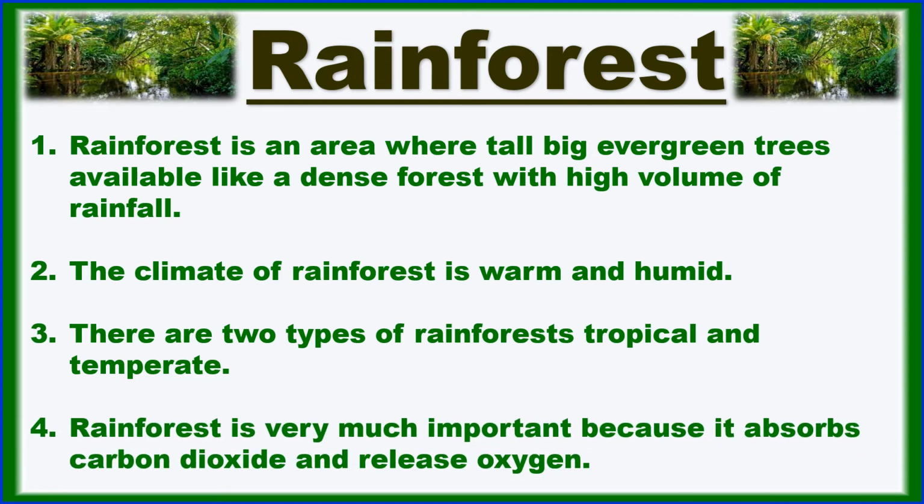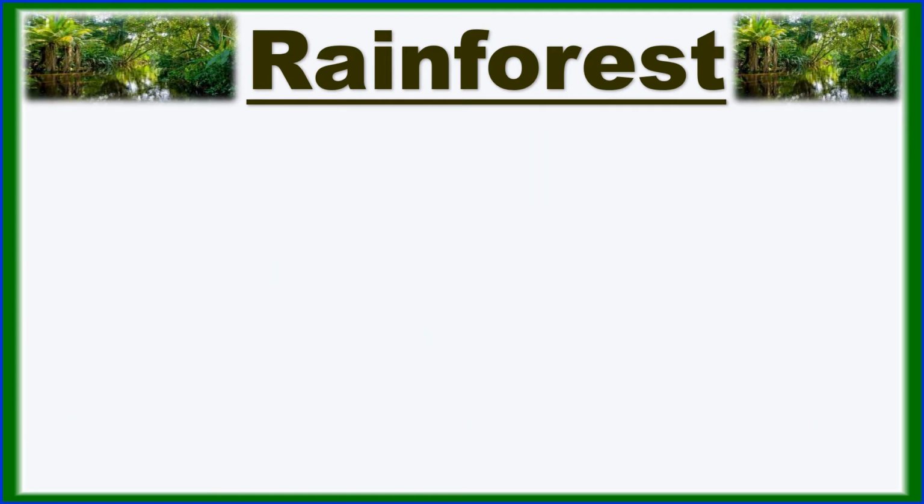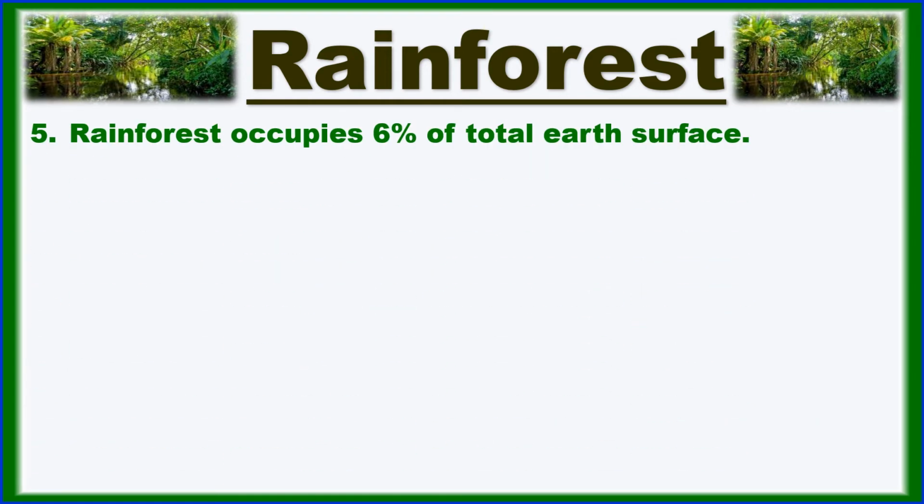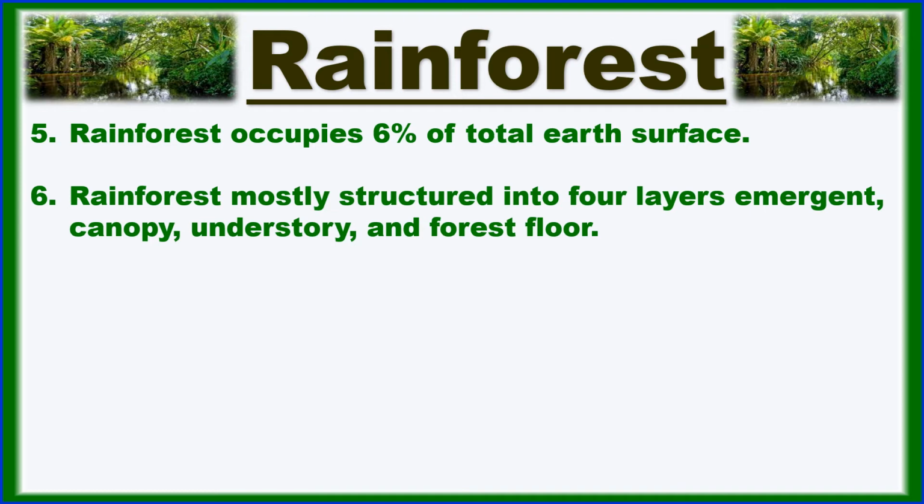Rainforest is very much important because it absorbs carbon dioxide and releases oxygen. Rainforest occupies 6% of the total Earth surface. Rainforest is mostly structured into four layers: emergent, canopy, understory and forest floor.